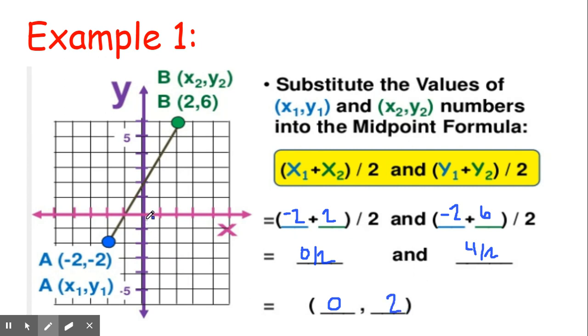So I go back here and do (0, 2), which is right there. And then that's my M, and that's my midpoint. And that's how you finish that one, and you're done with that problem.